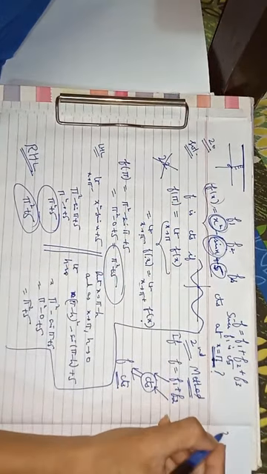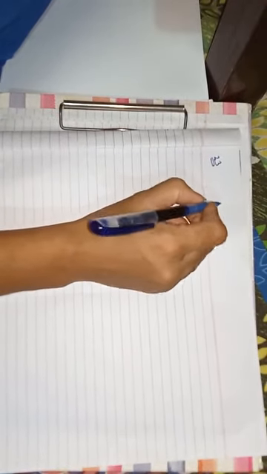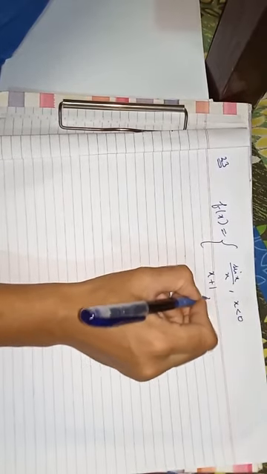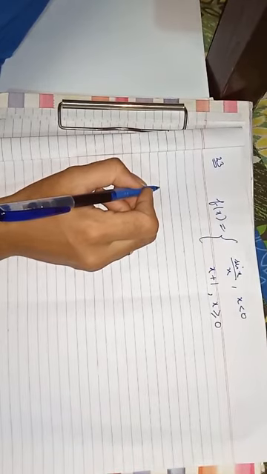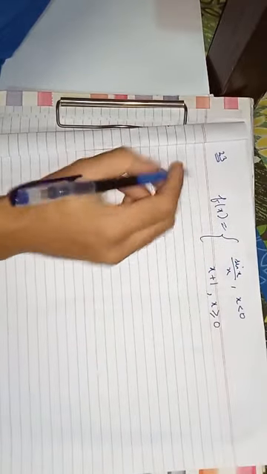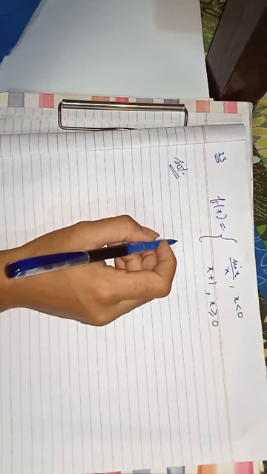Next question is the 23rd question. f of x is defined as sin x over x when x is negative, and x plus 1 when x is greater than or equal to 0. The question is: find all points of discontinuity of f, where f is defined as this. Now you need to find all the points of discontinuity.